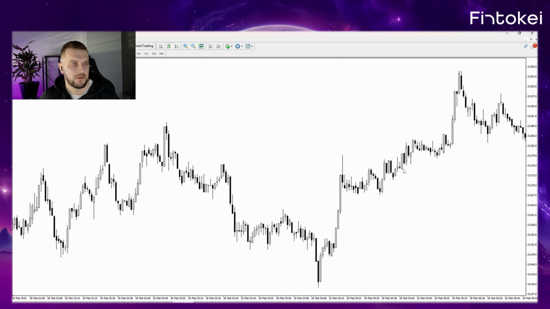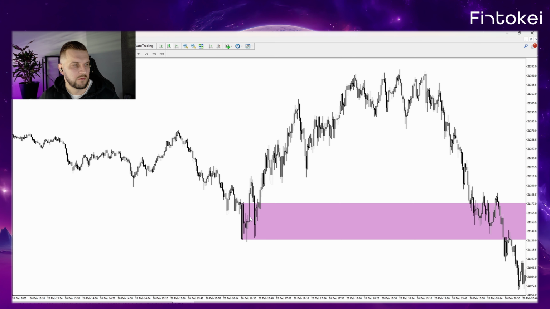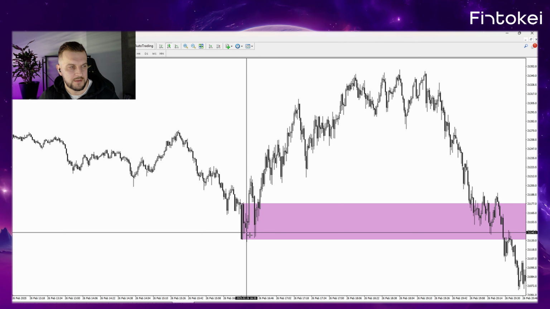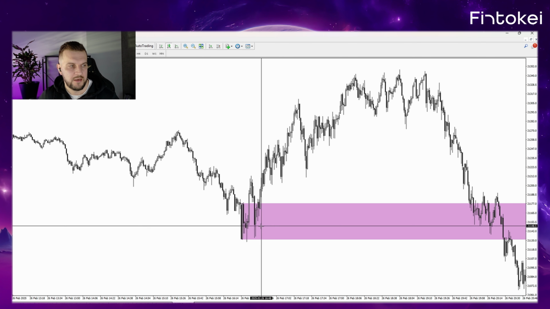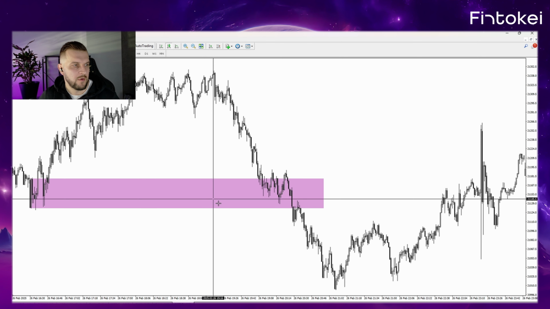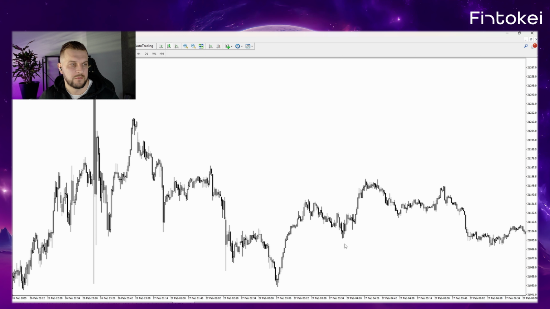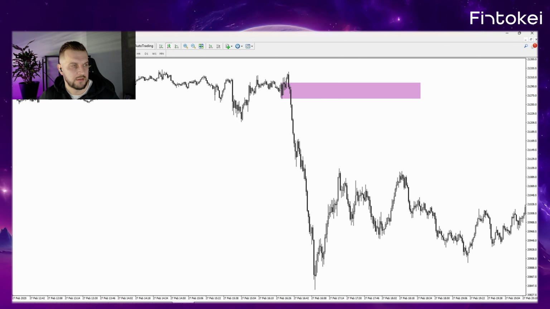This is a great example. 1-minute initial balance, we have a green light. From this moment, we can buy in this area, stop loss under this area. From this moment, we can't buy. Shorts only allowed. Also a nice move.